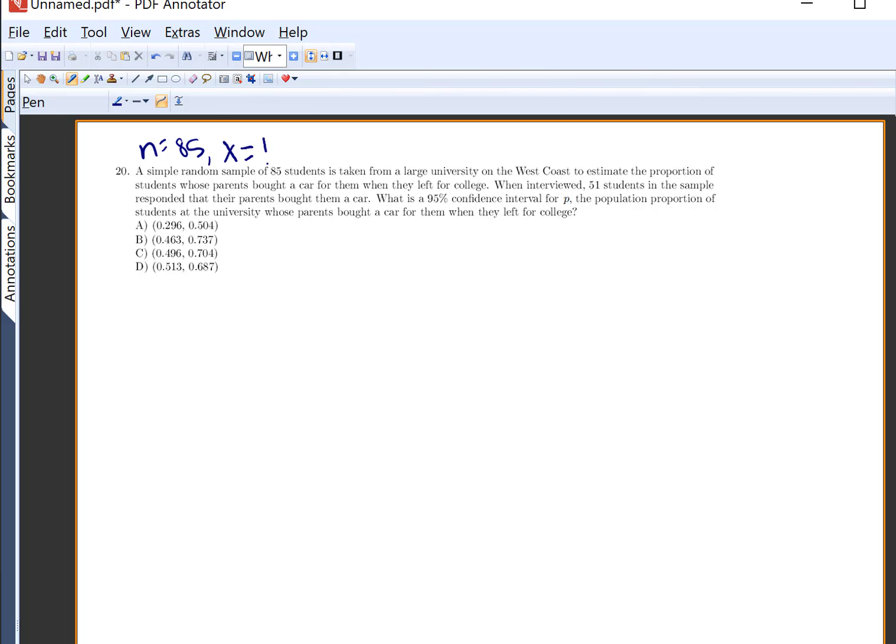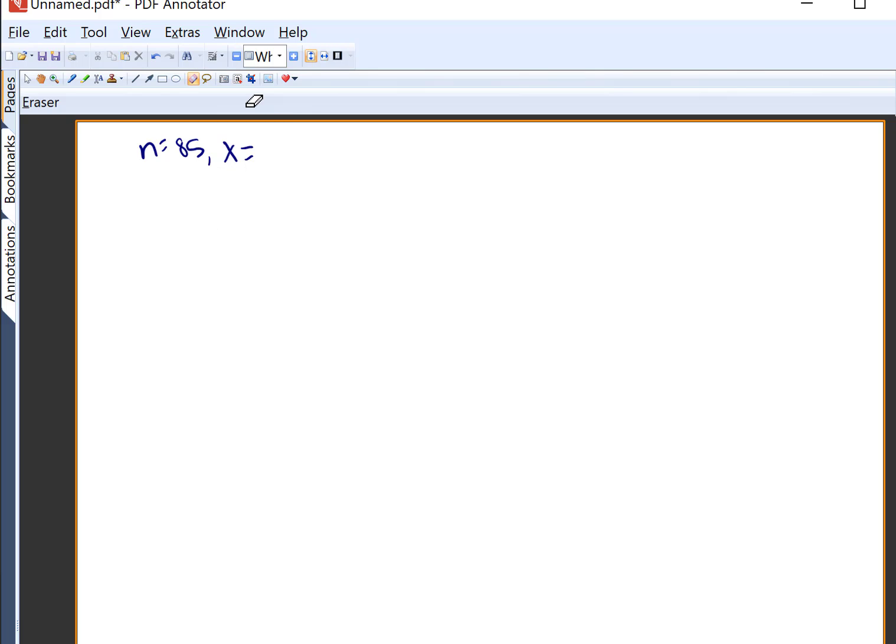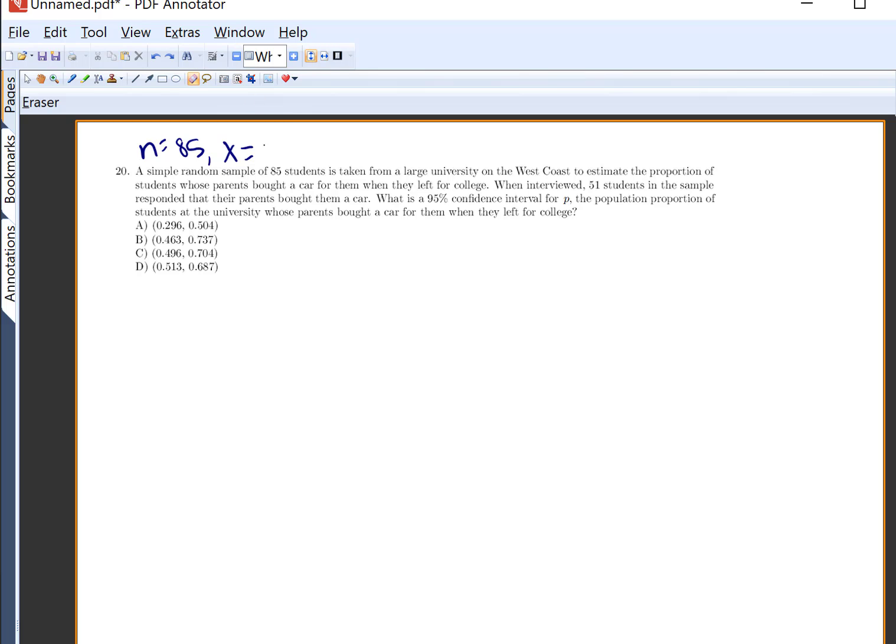So when we look at the number of people who said yes to the question, we usually just call that x. There are 51 people that said yes. What is a 95% confidence interval for P, which would be the proportion of students at the university whose parents bought them a car when they left for college? When you hear that, you know we're talking about proportions.